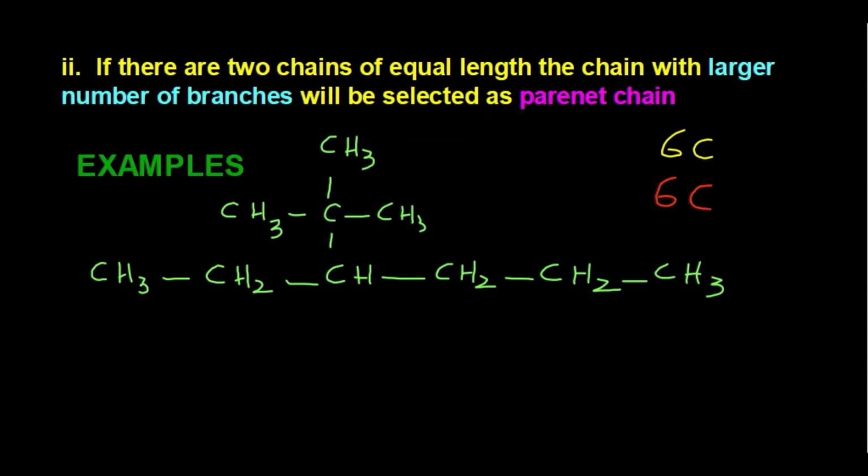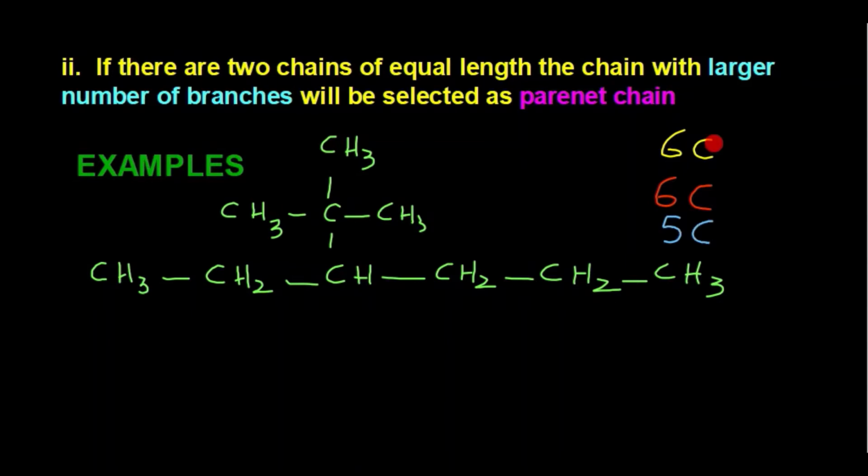Now there is another chain, students. This is the third chain. Count the number of carbon atoms: 1, 2, 3, 4, 5. The third chain contains 5 carbon atoms, although there are 3 branches. So we write the number of carbon atoms in the third chain: the third chain is made up of 5 carbon atoms.